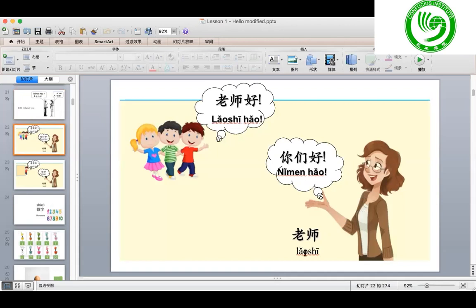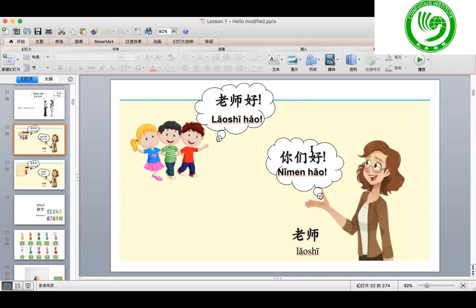And then we've learned who she is. She is a 老师. 老师. If the teacher is greeting to more than one student, she's gonna say 你们好. And the students say, how to say hello, teacher? Yes, it is 老师好. Follow me, 跟我读. 老师好.